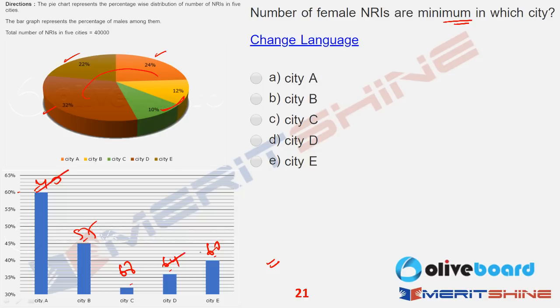Only these two look comparable, 12 and 10. This is 680 and this is what? 660. Clearly city B has the least.